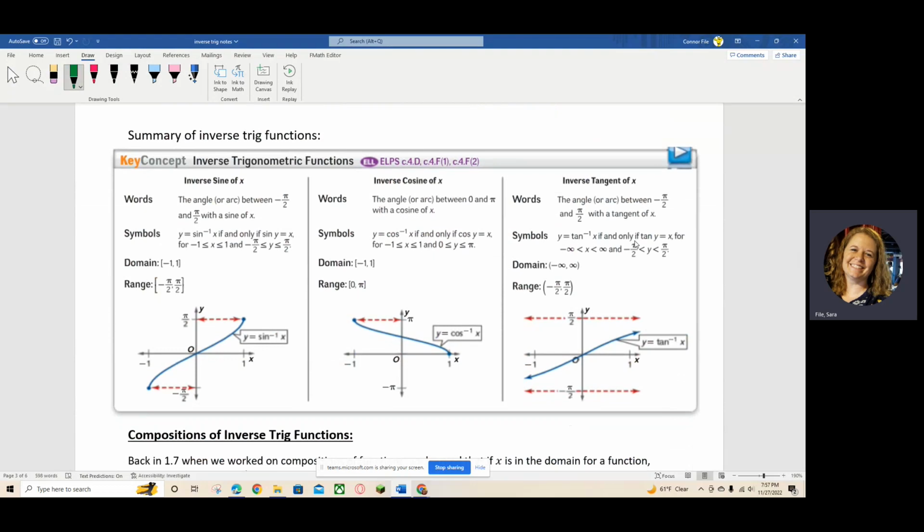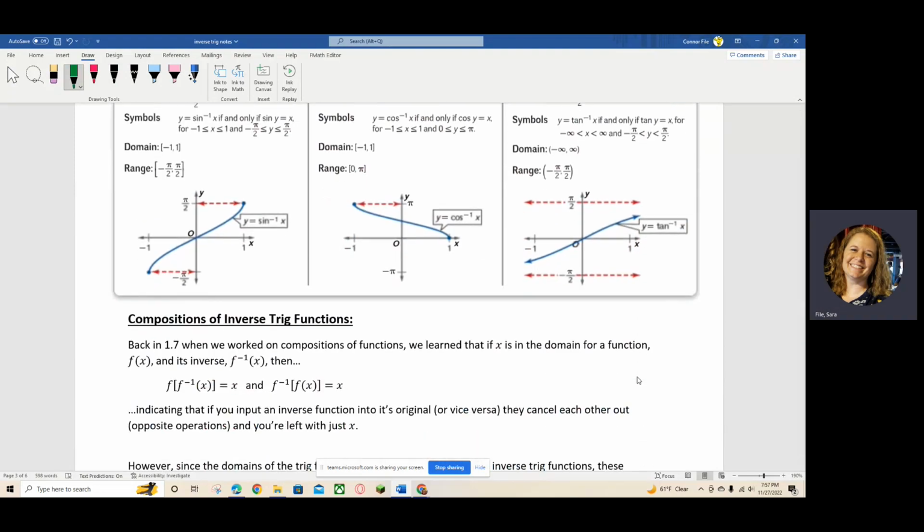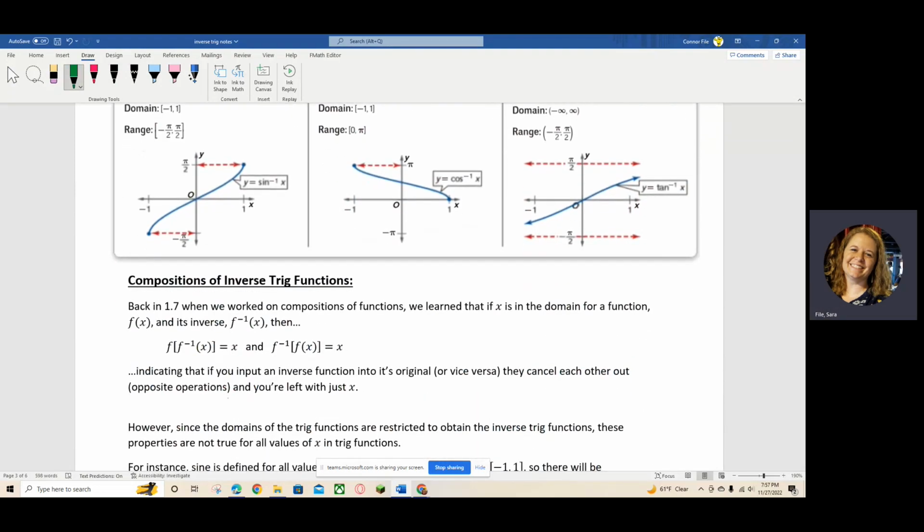It has all three of them side by side: inverse sine, inverse cosine, inverse tangent. Okay, and the domain and range of each of those, and a visual for the graphic of those so that you can see them. Okay, so you can refer back to that as well.